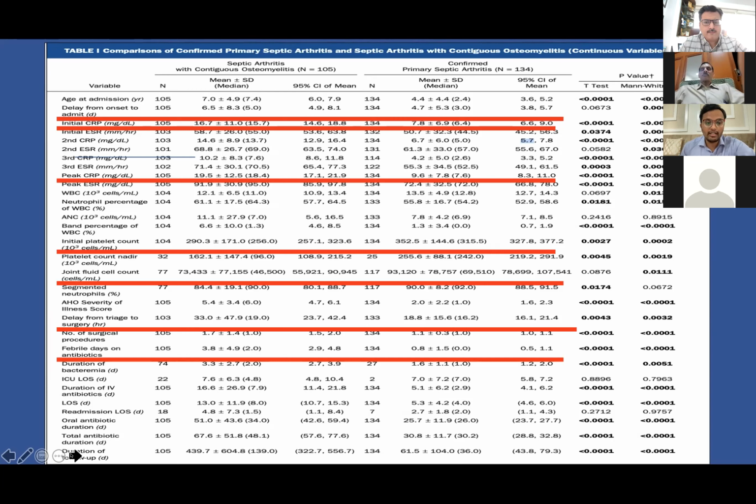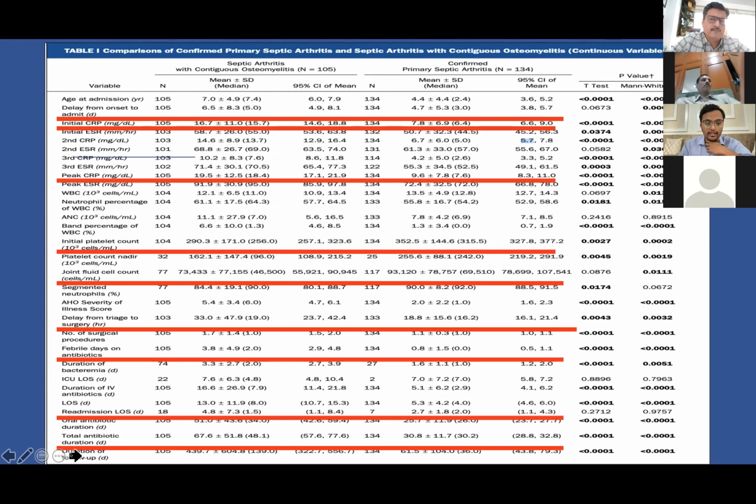Febrile days on antibiotics was 3.8 days for osteomyelitis, and for septic arthritis it is 1 day. Readmission was 4 days in contiguous osteomyelitis, but in septic arthritis it is only 2 days. The total duration of antibiotics was extensive for osteomyelitis, at 67 days, but for septic arthritis it is only 30 days.